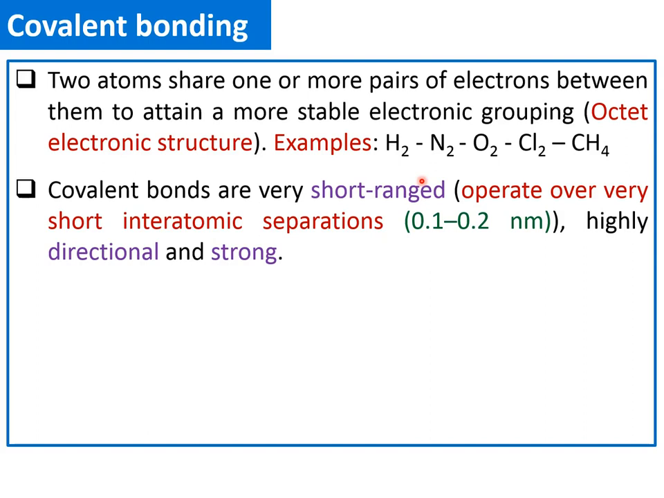It operates over a very small distance. It doesn't have a long-range effect. It is also highly directional and strong. It requires a specific structure for the covalent bond. If you look at the methane molecule, the hydrogen atoms should be located in a tetrahedral structure.